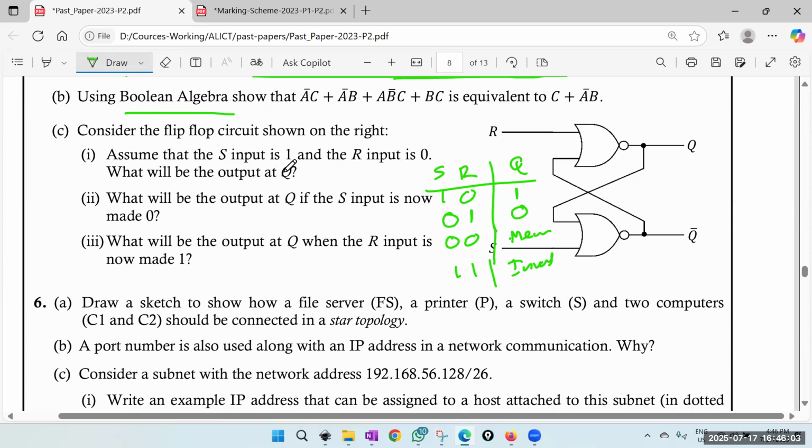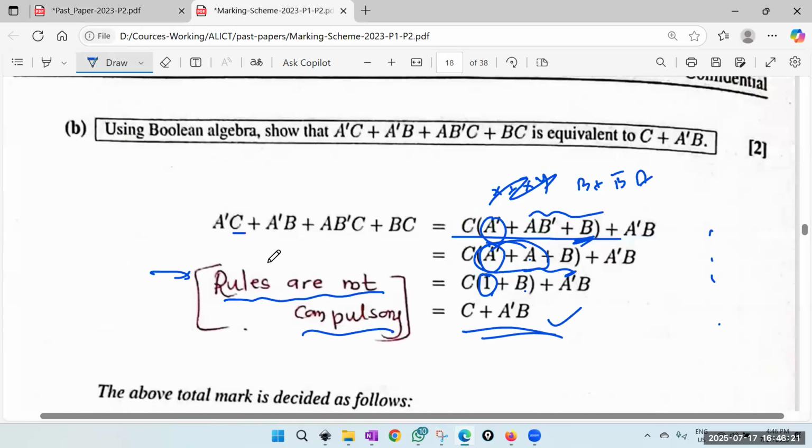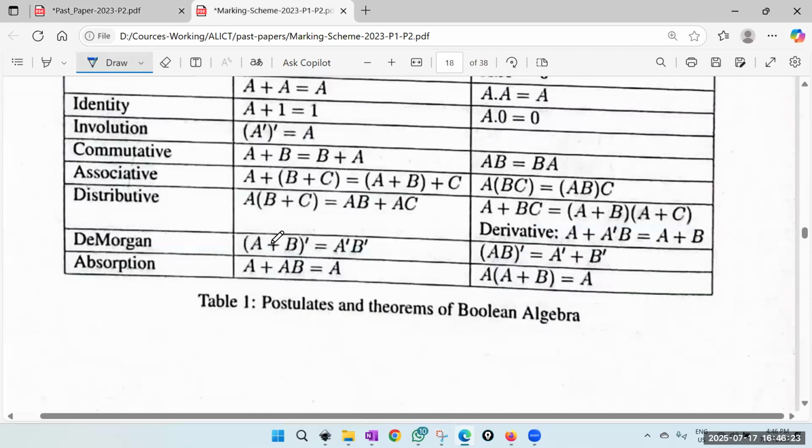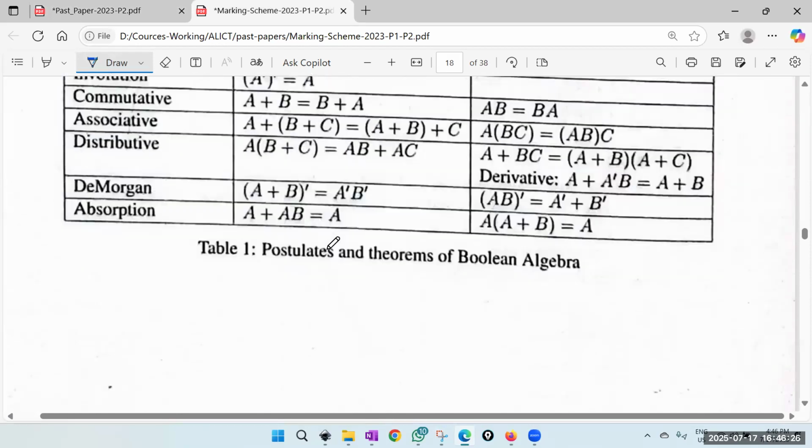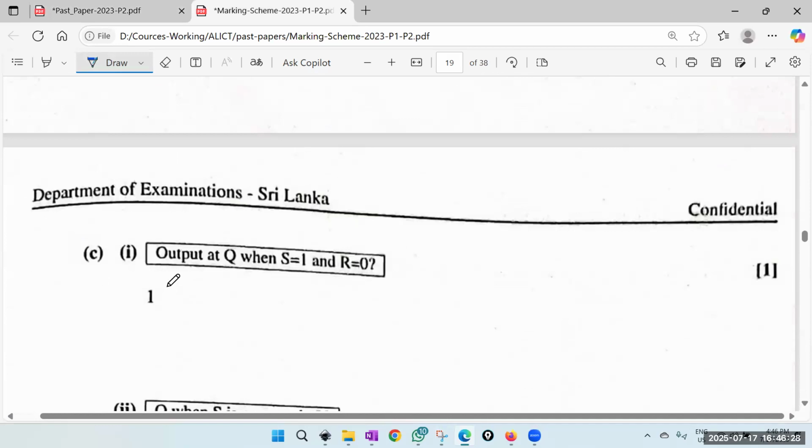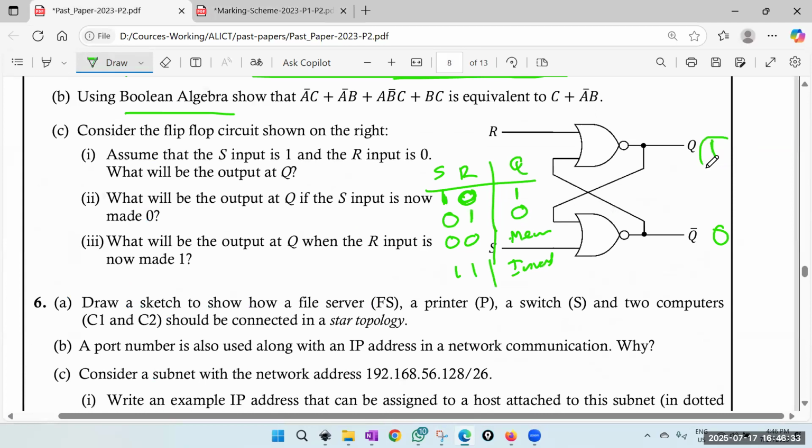Assume that S input is 1 and R input is 0. That means set. What will be the output of Q? Then the output of Q is 1, Q dash is 0, because this is set. Right? So the answer is Q is 1 because this is the set scenario. Right? You can see these are the rules they have used previously. Answer is output is 1 because it's set. Next one, what will be the output Q if S input is now made 0?